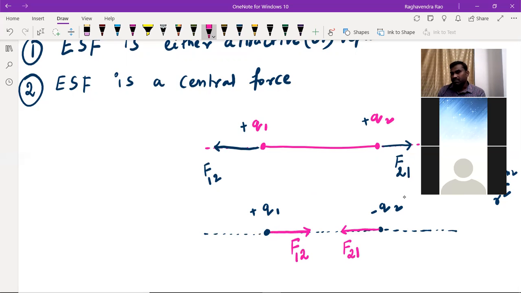Gravitational force is also a central force. Whereas electrostatic force is either attractive or repulsive, gravitational force is always an attractive force.